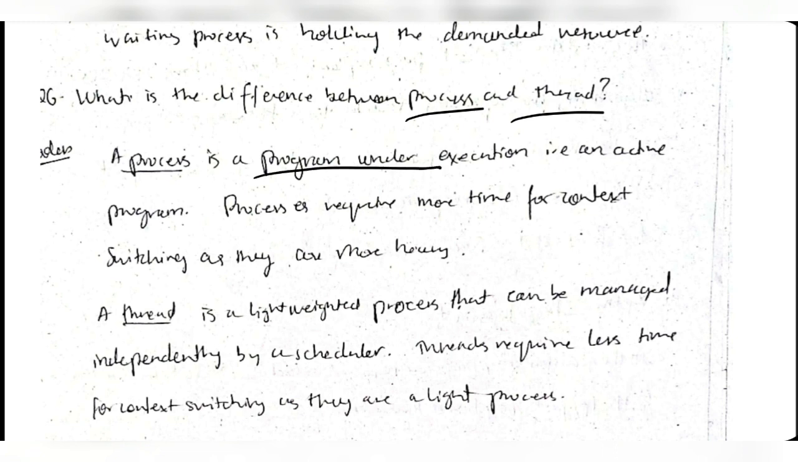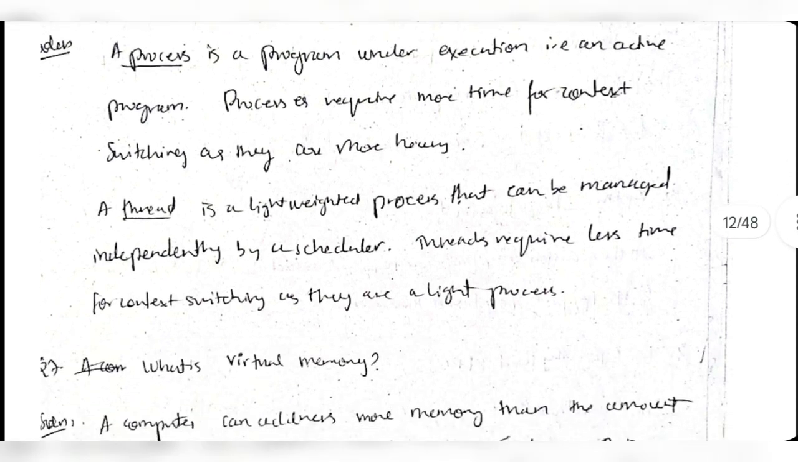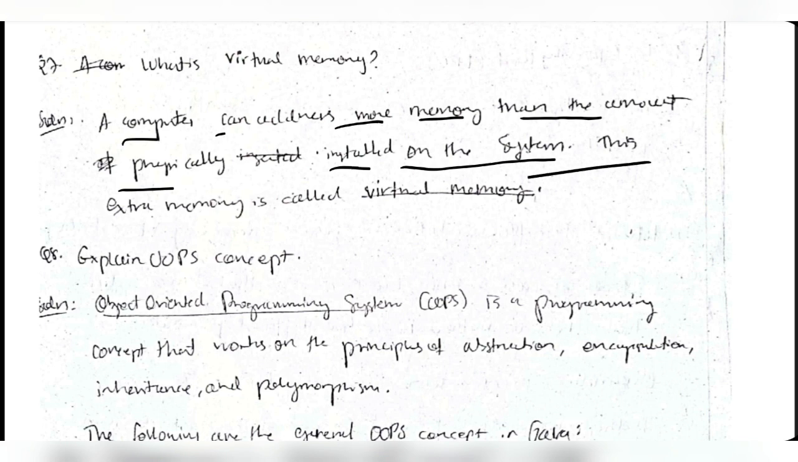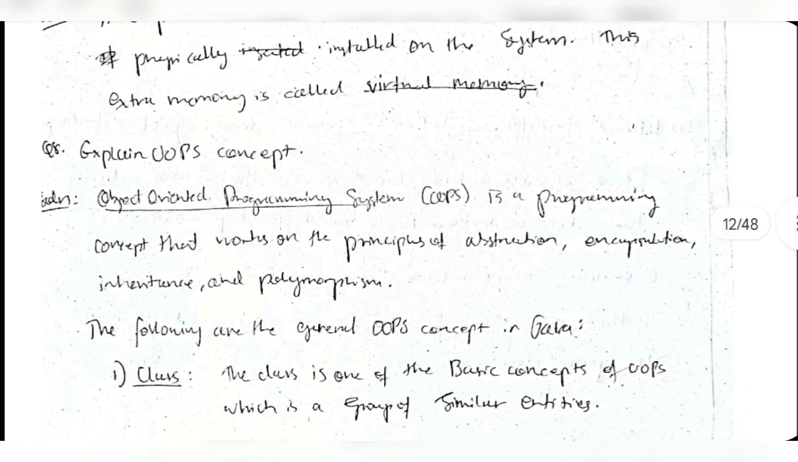A process is a program under execution, and a thread is a small part of the process. Many threads form a process, and many processes form a program. What is virtual memory? A computer can address more memory than the amount physically installed in the system. This extra memory is called virtual memory.